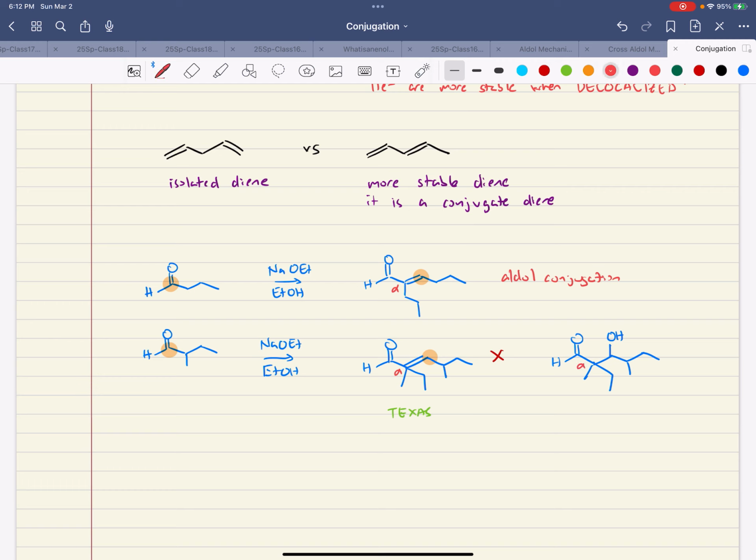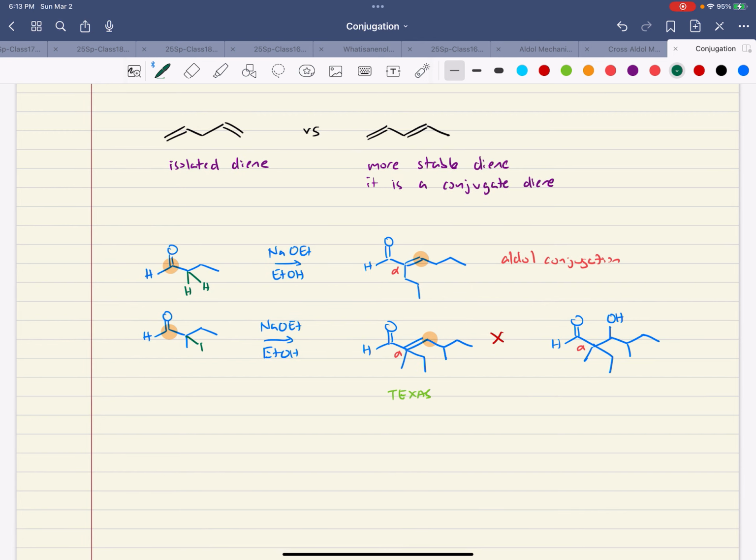So the thing is, you need at least 1 hydrogen to make the enolate, and then another hydrogen to remove in the dehydration. This one only has 1 hydrogen, so we're able to make the aldol, this one right here, but we're not able to do a proper conjugation.